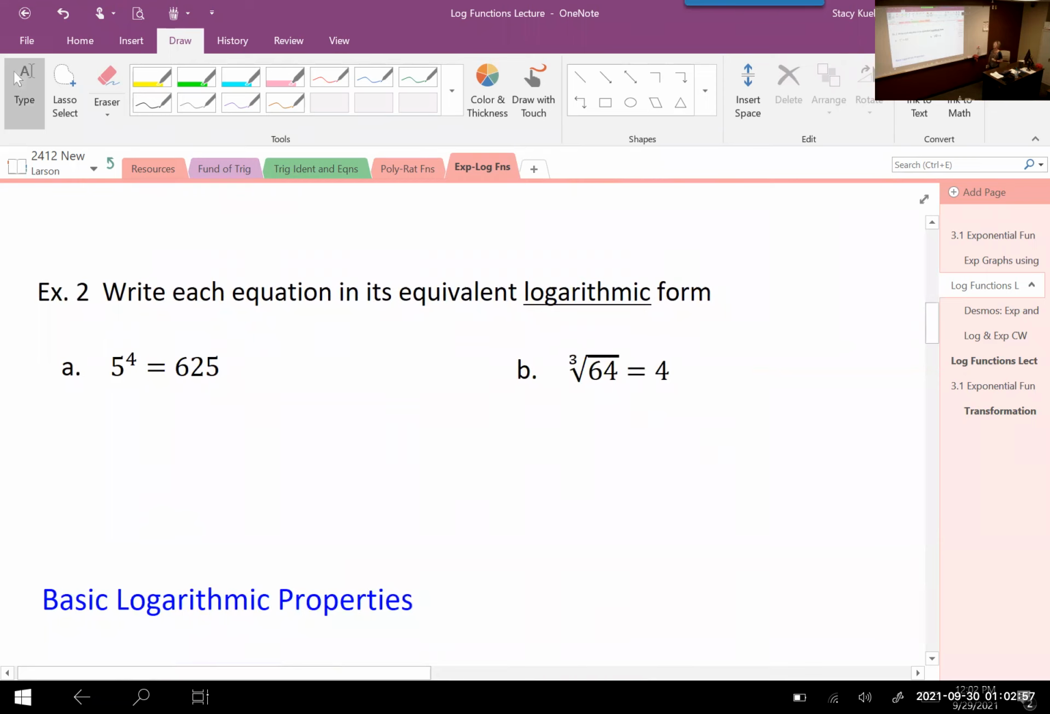So right now, I want to take it from its exponential form and rewrite it in its log form. So what's my base here? All right, so I have log base 5 of 625 equals the exponent 4. Log base 5 of 625 is equal to 4.